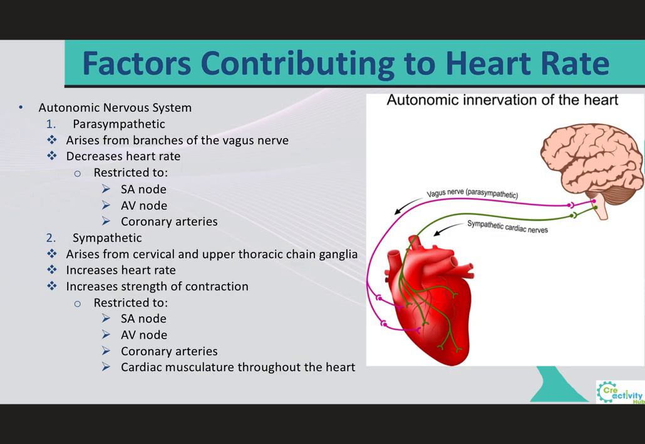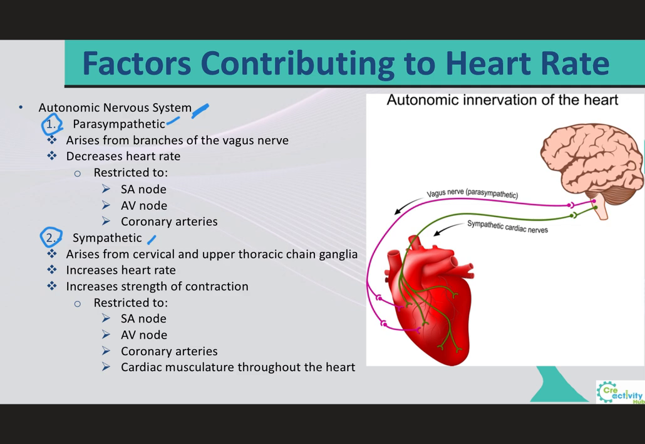How about heart rate? What can affect the heart rate? Well, mainly the autonomic nervous system and the two subdivisions, which are the sympathetic nervous system and the parasympathetic nervous system. And these are going to be called chronotropic agents, where chrono means time. So it is timing of the contraction. When will the contraction occur?